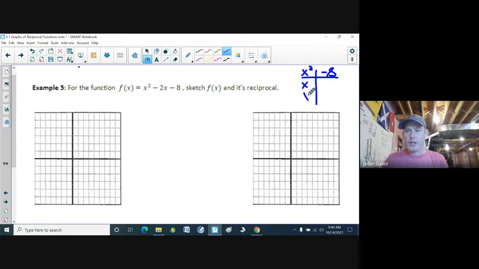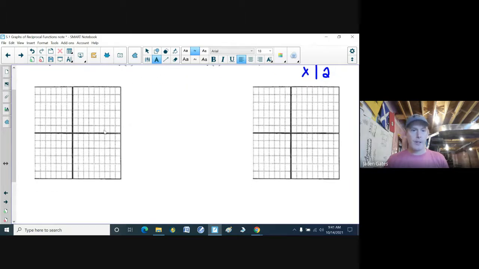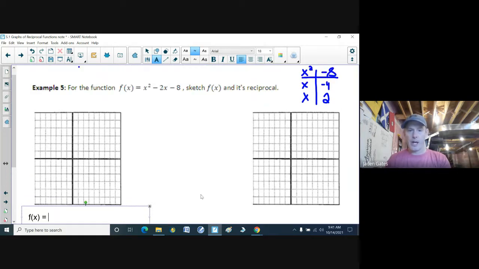X and X always. I need two things that multiply to give me -8. But then when I do this cross multiplying, I'm going to get -2. I'm going to go with -4 and 2. And cross multiply here, 2x minus 4x. Yep, that gives me the right middle number of -2x. All right, so now I know that f of x, factored anyways, is equal to x minus 4 times x plus 2.